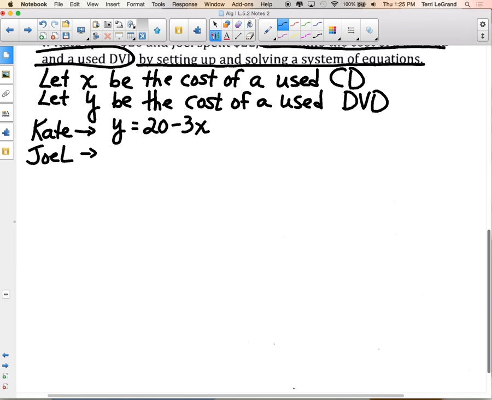Or did anybody possibly maybe do this? Kate bought 3 used CDs. She bought a used DVD, and altogether she spent $20. Anybody do that? And does that rename match Braden and Connor's equation? It does, okay. How about Joel?